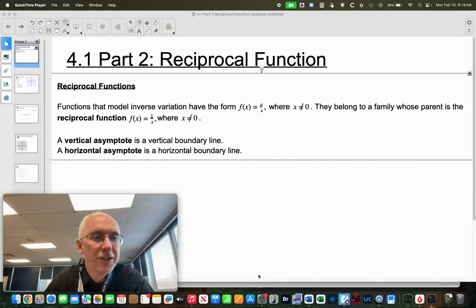Okay, hi ladies. We're going to look at 4.1 part 2, reciprocal functions. Functions that model inverse variation have the form f of x equals a over x, where x does not equal 0. They belong to a family whose parent is the reciprocal function, where f of x equals 1 over x, where x does not equal 0.